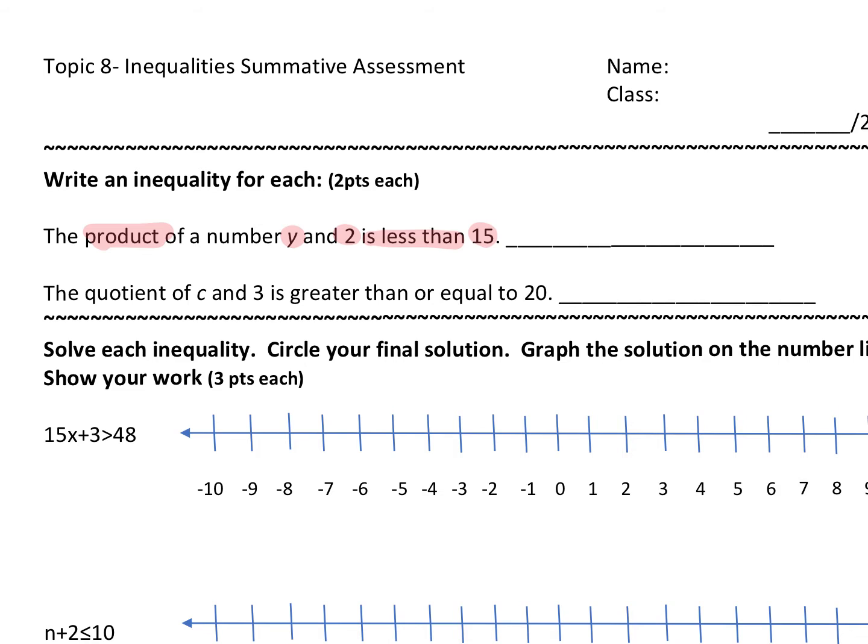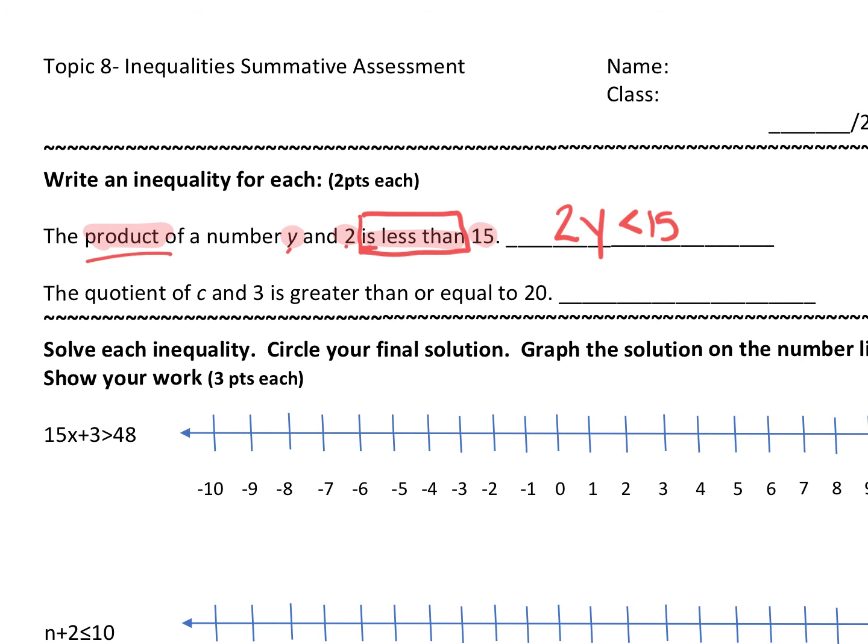All right, so when we look at this, the product of a number y and 2 is less than 15. So when we see this phrase, is less than, anytime it's is and then less than or greater than, that's our inequality sign. So we're using the is less than sign and 15. Then the only other piece you've got to figure out is y and 2. What does product of y and 2 mean? Product, if you think of your buzzwords, means multiplication. So we're multiplying 2 and y together to give me 2y is less than 15.